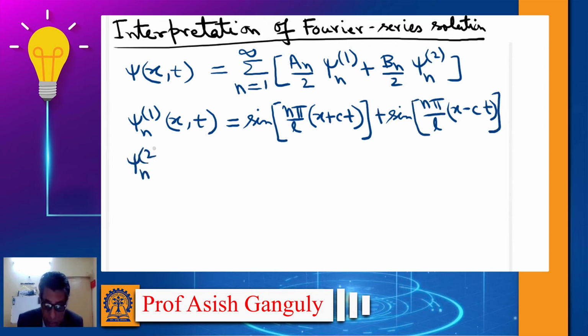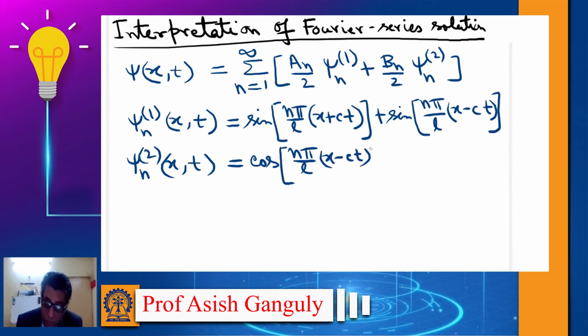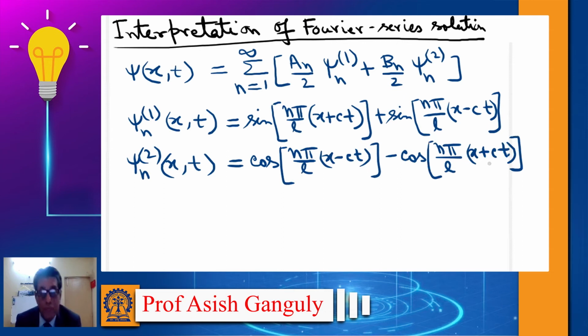Similarly, psi n2 will be cos(n pi by L (x minus c t)) minus cos(n pi by L (x plus c t)).